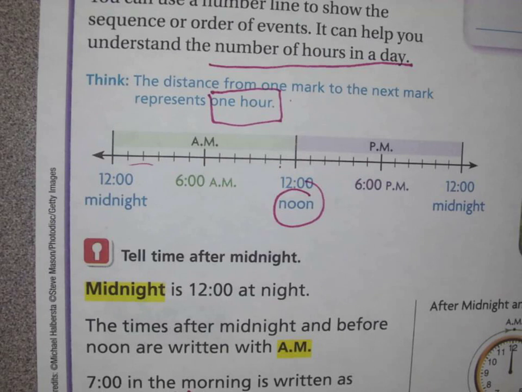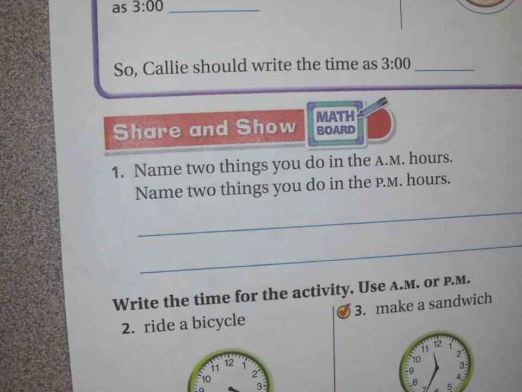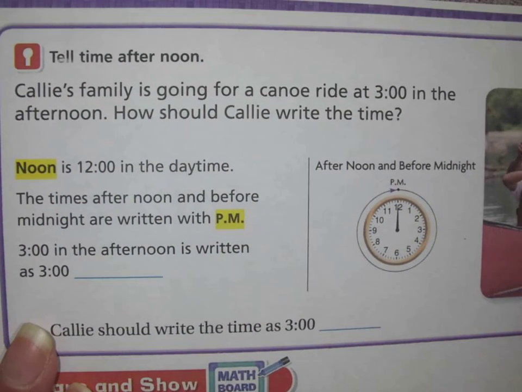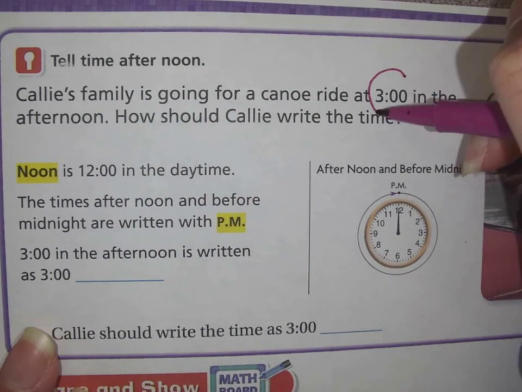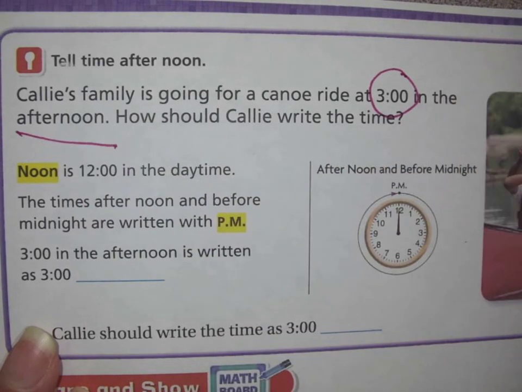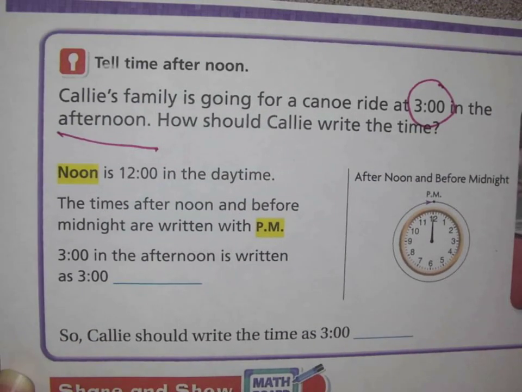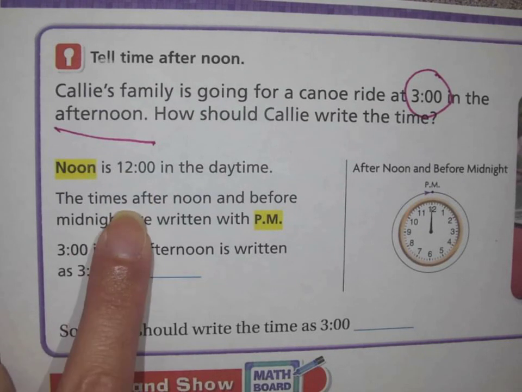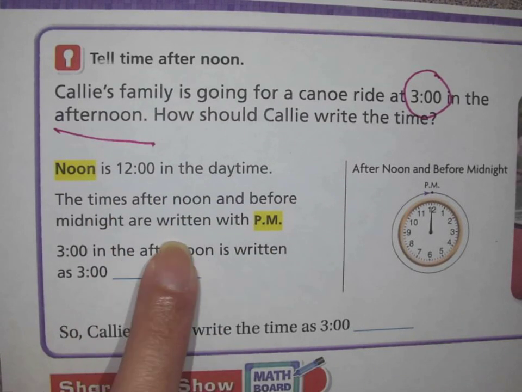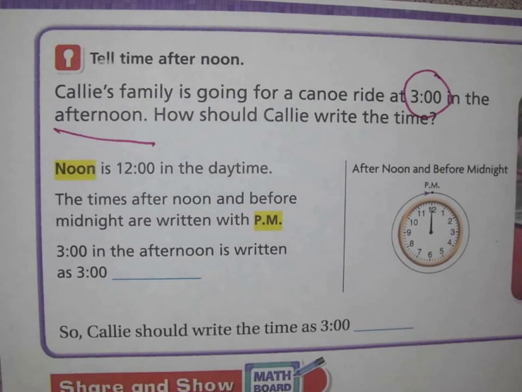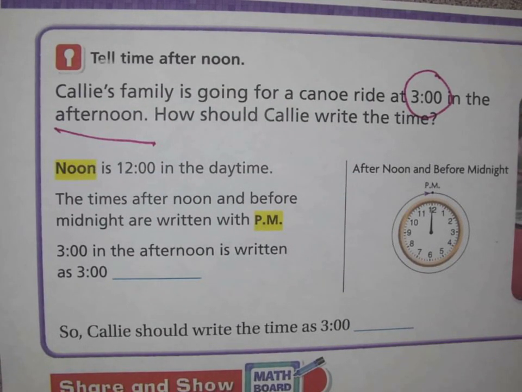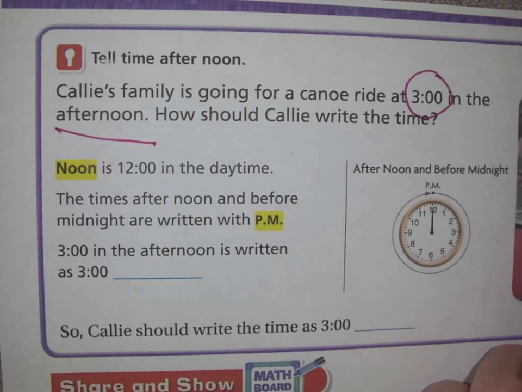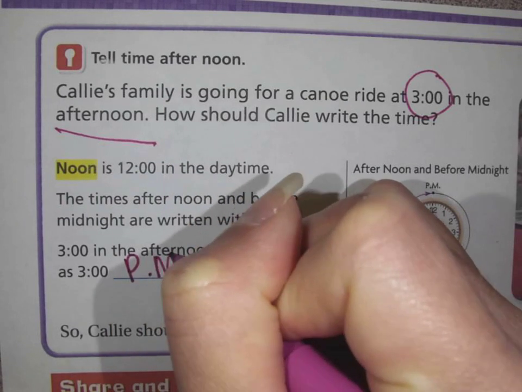Let's look at another example. We're going to focus on time after noon. Callie's family is going for a canoe ride at 3 o'clock in the afternoon. How should Callie write the time? All right, guys, so noon is 12 o'clock in the daytime. The times after noon and before midnight are written with PM. And that makes sense, right? You don't go on a canoe ride at 3 a.m. in the morning. No. 3 o'clock in the afternoon is written as 3 p.m.